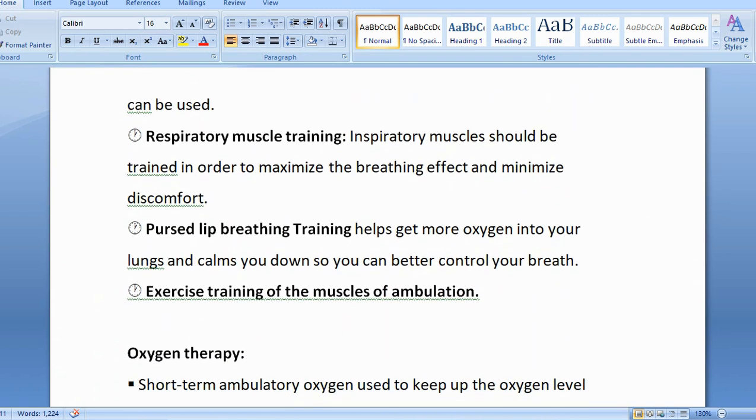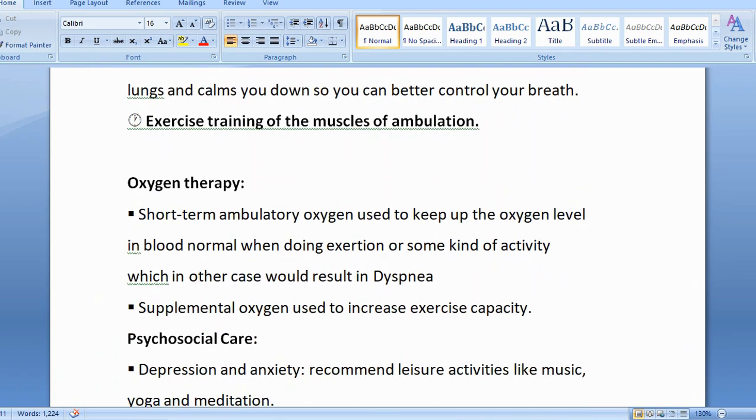Pursed lip breathing training helps get more oxygen into your lungs and calms you down so you can better control your breath. Exercise training of the muscles of ambulation. Oxygen therapy: short-term ambulatory oxygen used to keep up the oxygen level in blood normal when doing exertion or some kind of activity which in other cases would result in dyspnea. Supplemental oxygen used to increase exercise capacity.